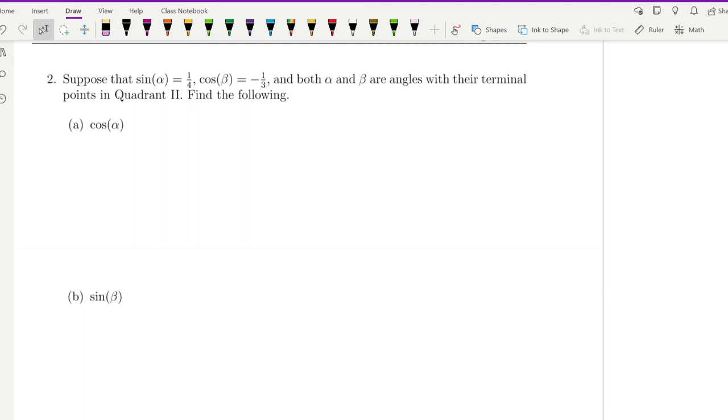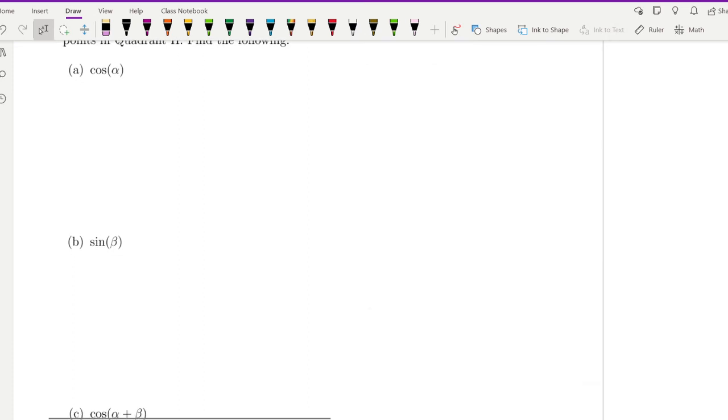So we're given sine and cosine of two different angles. We have two angles, alpha and beta. Alpha and beta are angles that both have their terminal point in quadrant 2. And then we're told what sine of alpha is, we're told what cosine of beta is. We're not told the other ones, right? We're not told what cosine of alpha or sine of beta is. And so those are the first two things we're going to find.